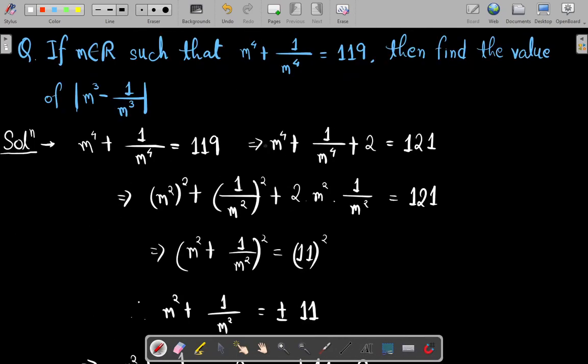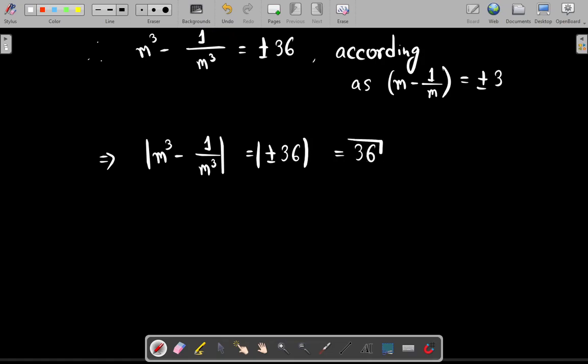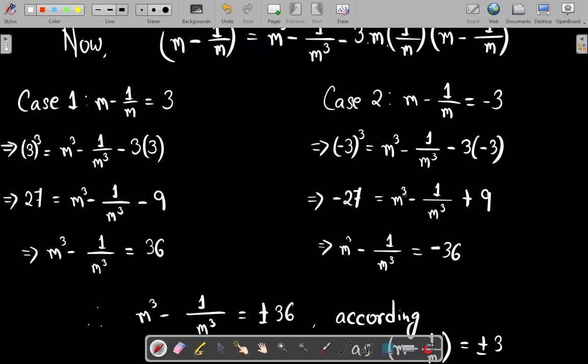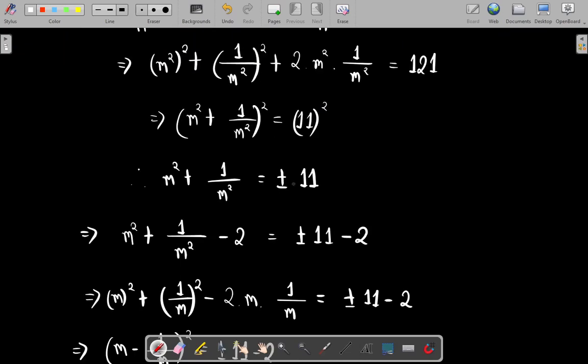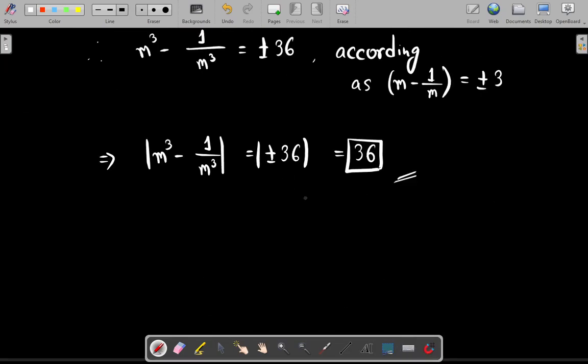We were required to find the absolute value. So this implies that the absolute value of m cube minus 1 upon m cube will be the absolute value of plus or minus 36, which is 36. This is the final required answer. I basically had to just use the a plus b whole square and a minus b whole square factorization a few times, and accordingly the result came out. So this is it. Thank you.